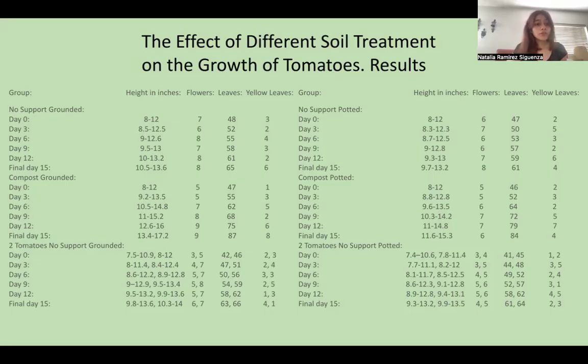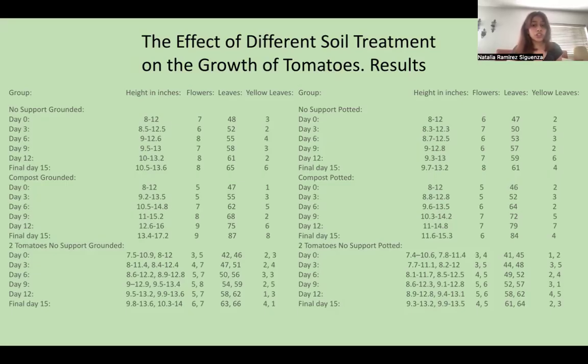Then with the compost grounded, that one started at 12 inches along with the potted one. The size difference was actually a lot larger, because I noticed that the grounded compost one grew quickest out of all of them compared to the potted. Again, it had less yellowing and less issues with disease, but as well, like the stem being bigger, the potted one just grew a little smaller than the grounded one.